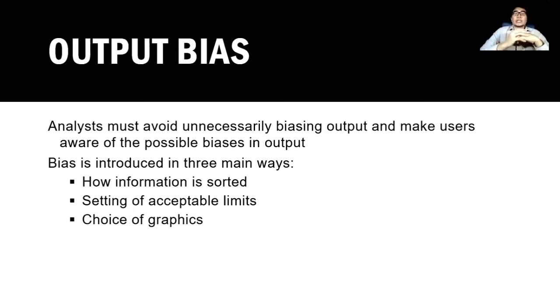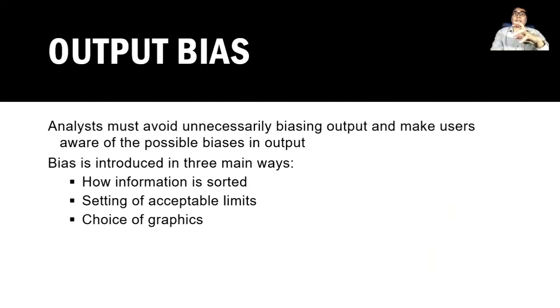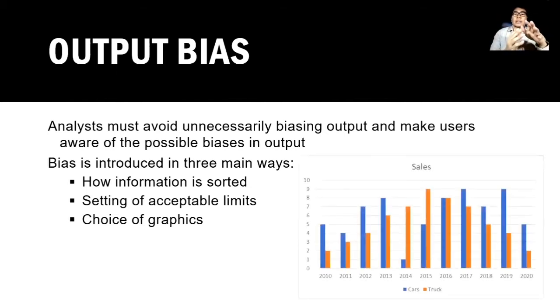Next, bias can also come from the wrong choice of graphics. For example, I want to compare the sales of cars and trucks. In this histogram graphic, it's very difficult for me to compare each year of the sales of cars and trucks. While if I choose a different kind of graphic, for example like this one, it will be easier for users to compare sales of cars and trucks per year using this kind of graphic compared to the previous one.